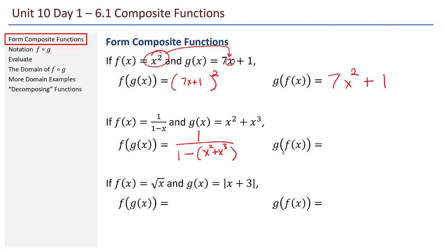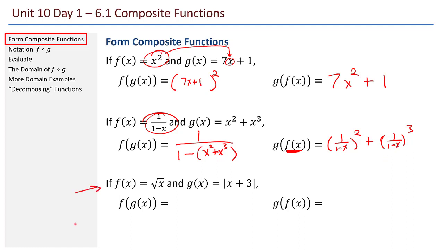For g of f of x, the overall form looks like g, so I have something squared plus something cubed. But what goes inside of g, that's my f of x. That's this whole 1 over 1 minus x. So 1 over 1 minus x goes there, and 1 over 1 minus x gets cubed.